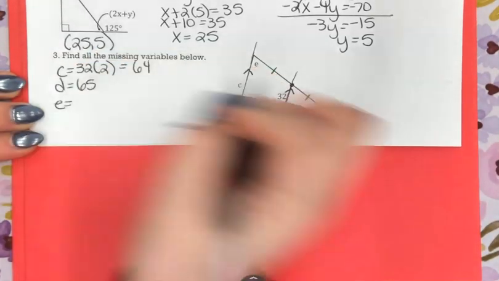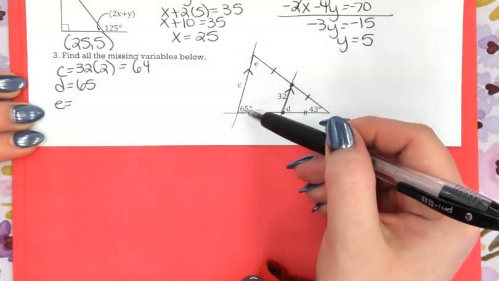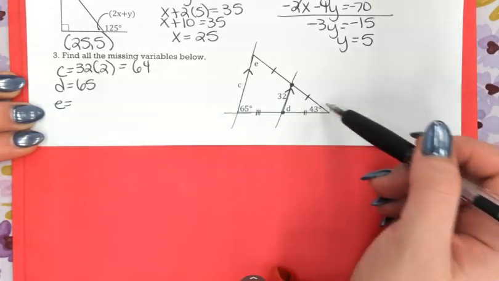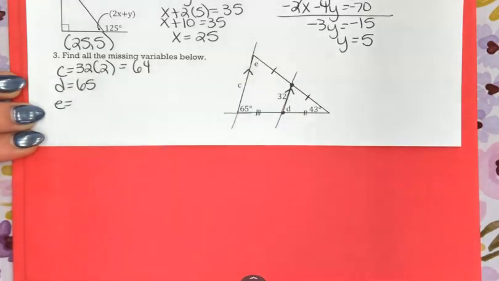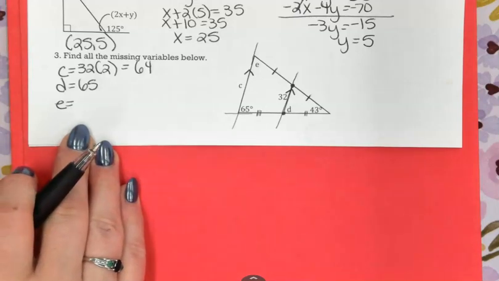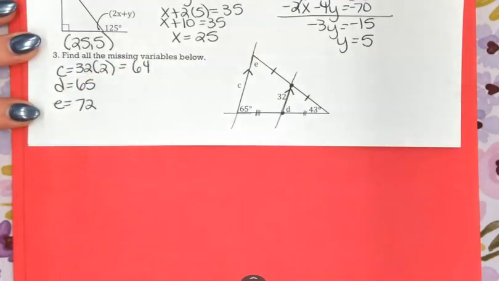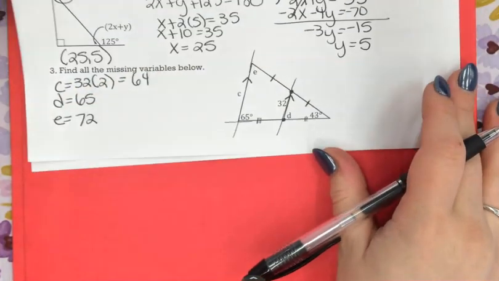And then lastly, to find E, I do have this outer triangle with 3 angles, 2 of them being 65 and 43. If I subtract those from 180, what that leaves me with left over is 72. So that concludes those 3 theorems on that page.